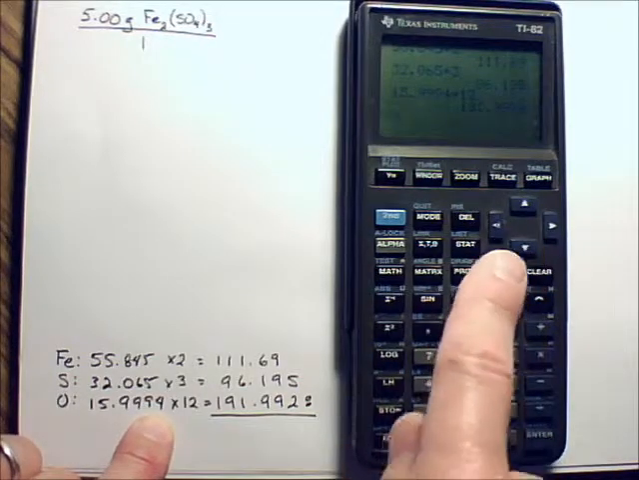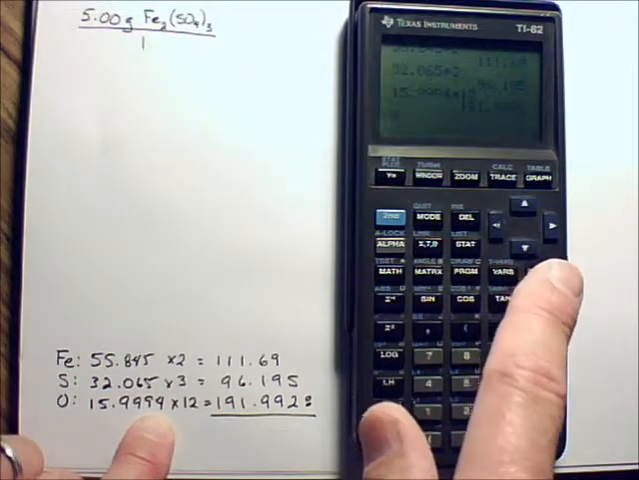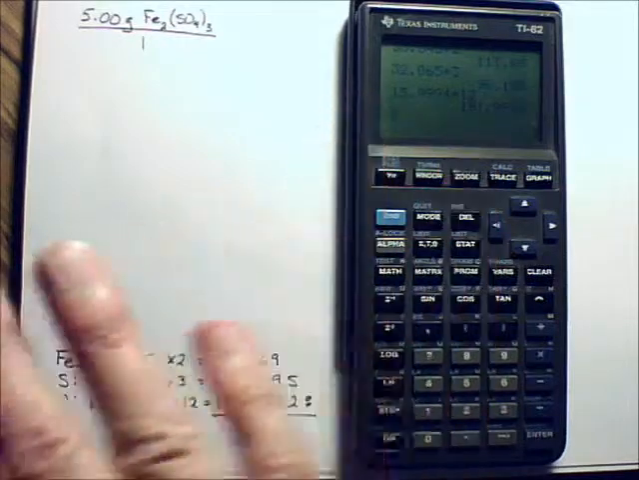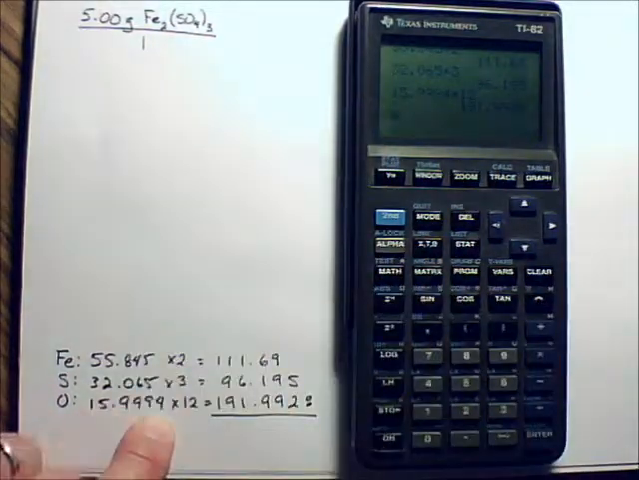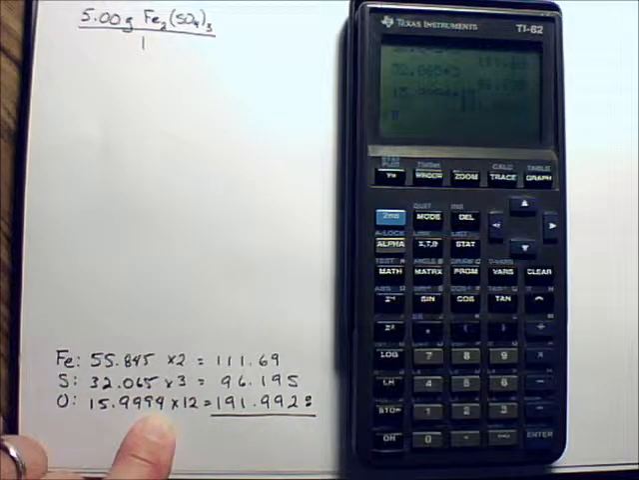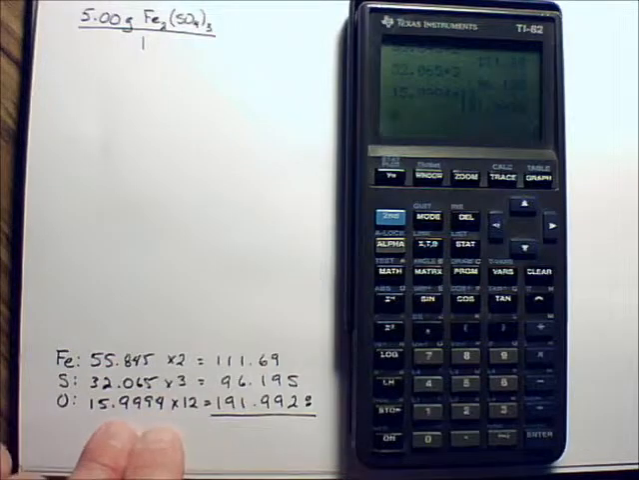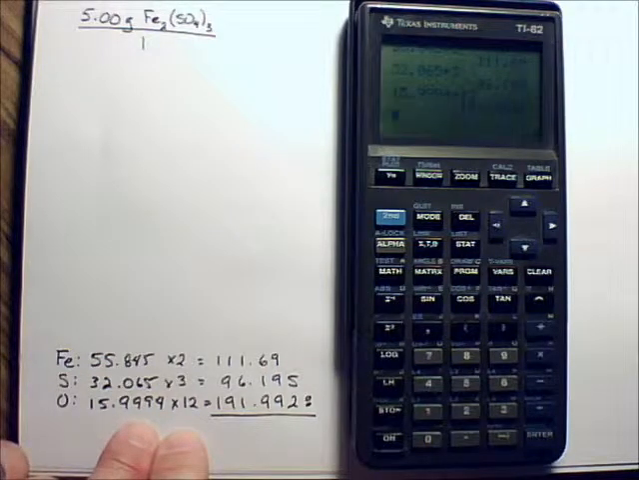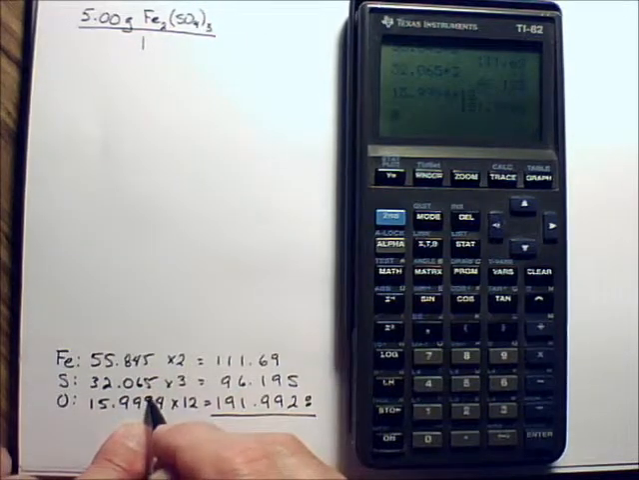Okay, well, if you got 993, then your calculator is set up to round off to 3 digits. You can change that so it doesn't round off at all. You put in 15.9994. That's a 4, I'm sorry.